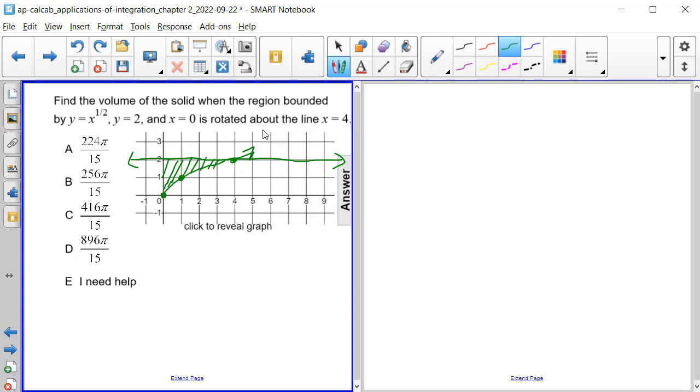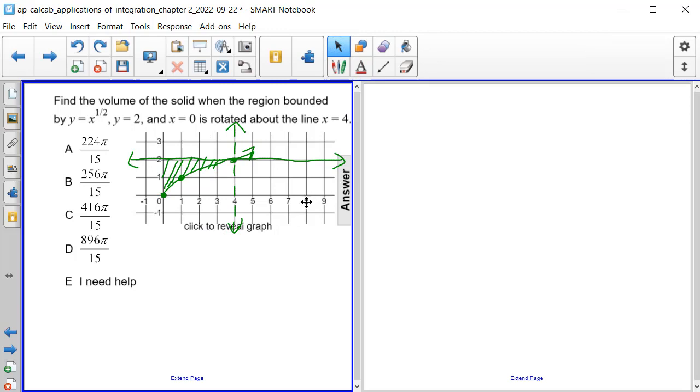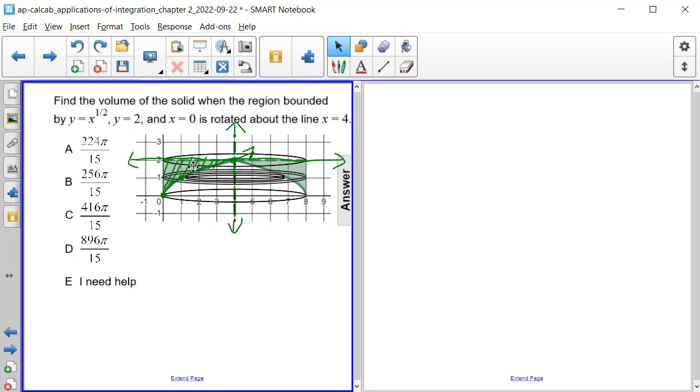And we're going to rotate it, or revolve it, about the line x equals 4. So this is going to be the line that we're going to revolve our solid around. When we do that, it's going to look something like this. You can see how the green section over here is then reflected across, and we have our circles in between there.